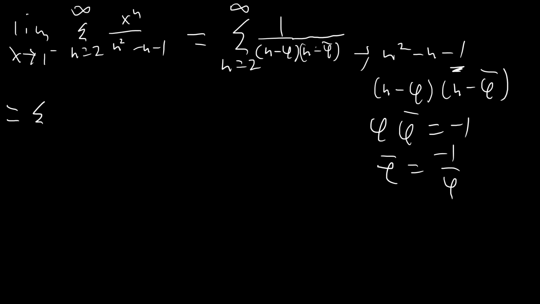So this is actually the sum from n equals 2 to infinity of 1 over n minus phi times n plus 1 over phi.